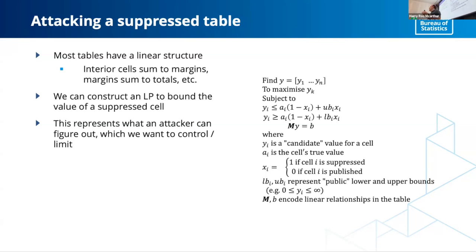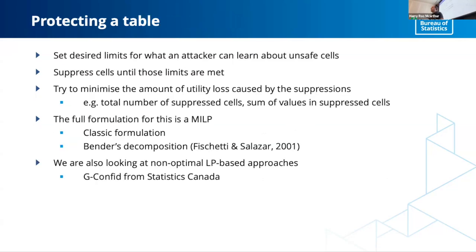So this is basically saying what could an attacker figure out, and you can maximize the value, you can minimize the value. That gives you a range or an interval, and we can say, well, maybe if that interval is empty or only has the one value in it, which is probably the true value, or maybe if that interval is a little bit too small for our liking, that's considered not properly protected. And that's essentially what we do. So we set some desired limits. And so this is the other end. We know what the adversary is doing. Now we know what we need to protect against.